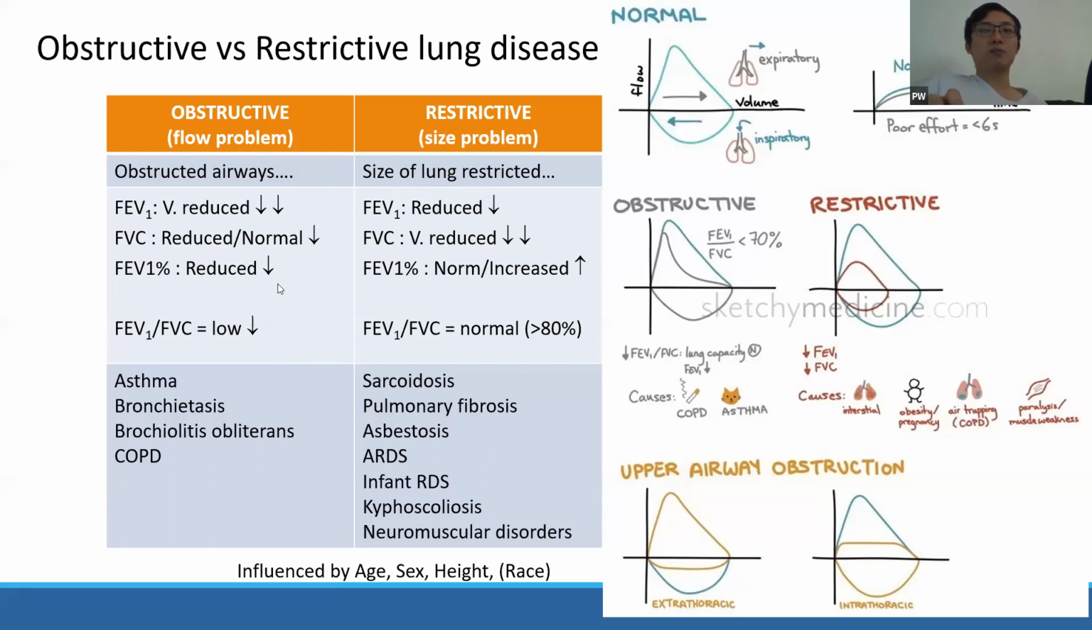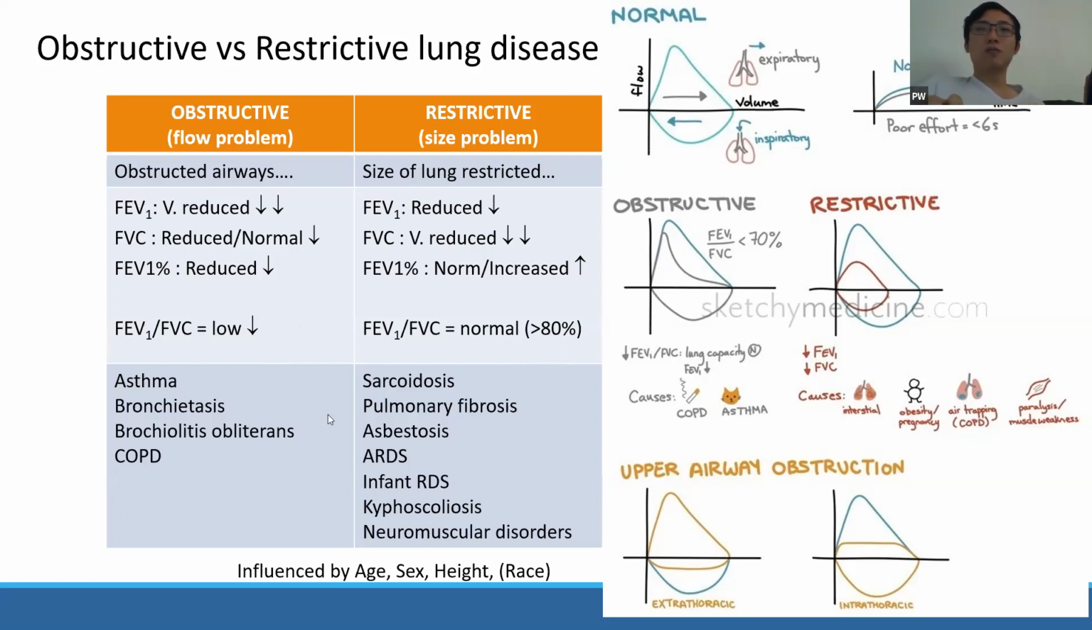Your FEV1 is going to be significantly reduced in your obstructive lung diseases, the amount of air that you can expire in 1 second, whereas in restrictive lung diseases, it's going to be normal or nominally increased. And your FEV1 over FVC is going to be particularly low in your obstructive lung diseases, which is the speed at which you can expire that air, which makes sense because you've got a flow problem in, flow problem out. Whereas in restrictive lung diseases, it's normal. You've got a normal flow, you've just got tiny lungs. So yeah, that's normal there.